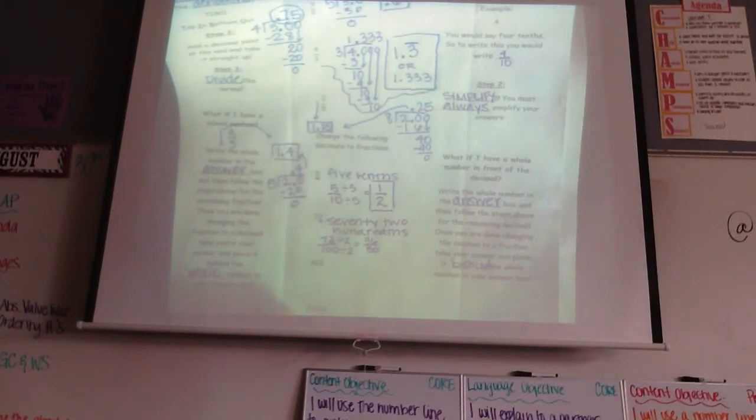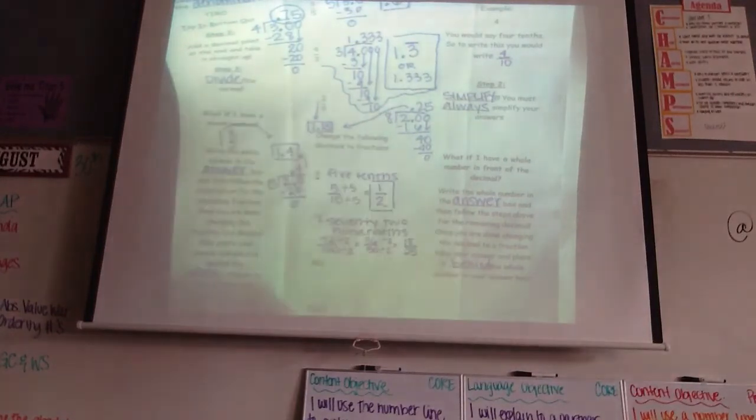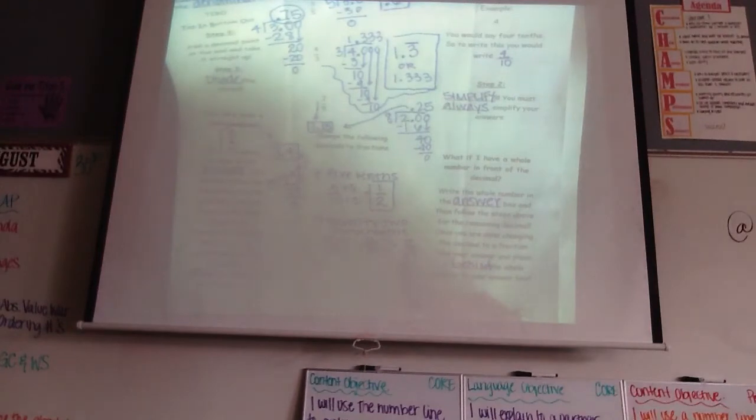Have we simplified it all the way? Nope, they're both even numbers. These are both even numbers, so I can divide by 2 again. And 36 divided by 2 is 18. And 50 divided by 2 is 25. Okay? So 18 over 25. Can I simplify this anymore? No. So this is my answer.